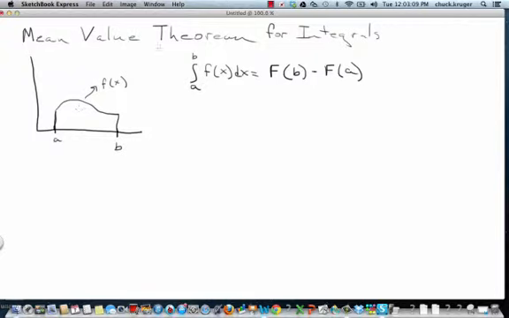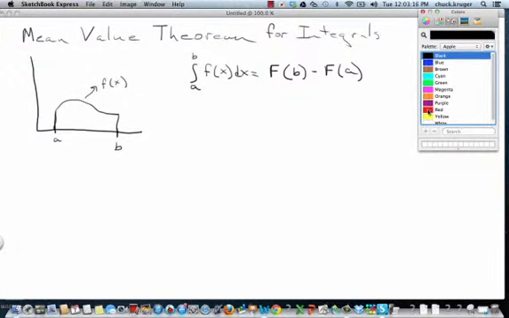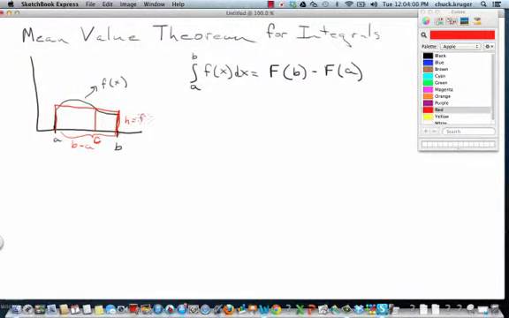Well, there's a rectangle somewhere, and I'm going to see if I can change colors. And I'm going to go to red. There's going to be a rectangle somewhere that has an equivalent area. And the length of this right here is b minus a. And this right here would be the height. Okay, well that height is the same as right here if I could draw halfway decent. So I'm going to call that a c. So this height is going to be f of c.